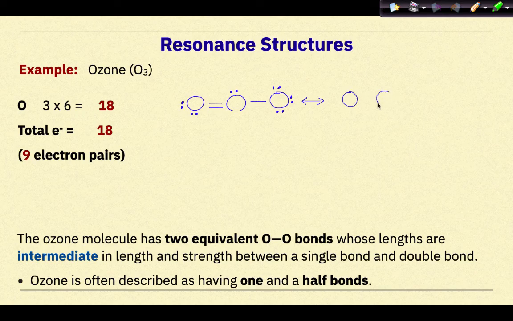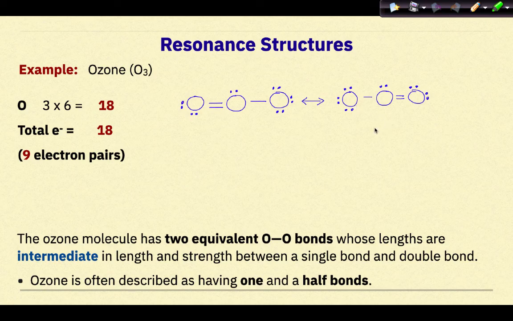1, 2, 3. Put single bonds to represent shared pairs. Put a double bond right there. And then put my non-bonding electron pairs in. So I have 1, 2, 3, 4. Now that oxygen is in good shape. 5, 6, 7, 8. And that last non-bonding pair will go on my central oxygen, 9. So these are the two resonance structures of ozone.